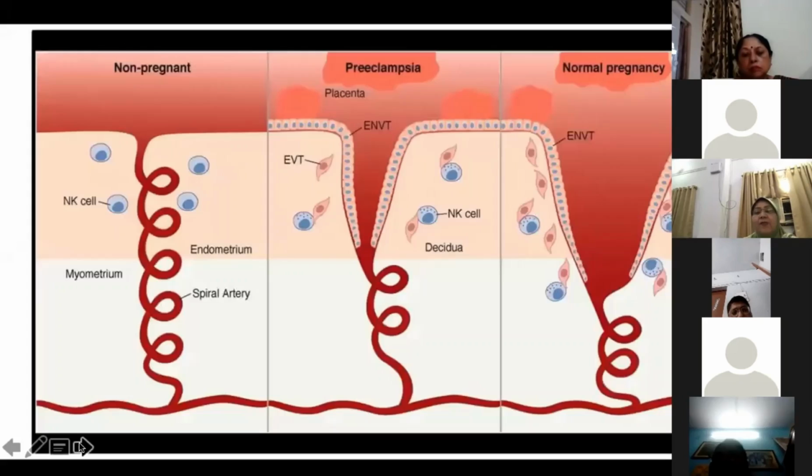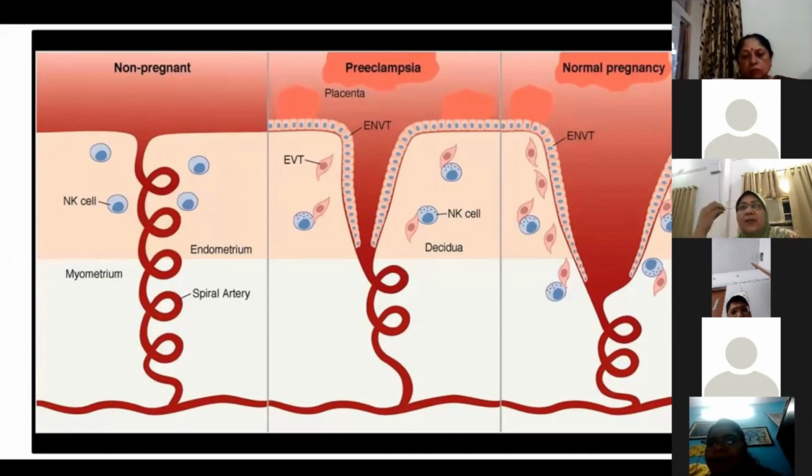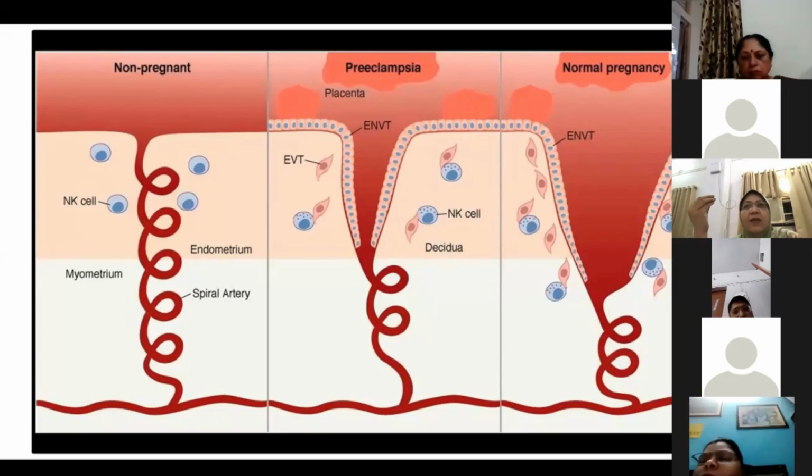Coming to the etiopathogenesis, you should all understand that in a non-pregnant woman, just see the vasculature of the myometrium and the endometrium. Here you see preeclampsia, and here you see a normal pregnancy. What is happening in normal pregnancy? The trophoblastic tissue has a burrowing property. It burrows into the maternal tissues and destroys the smooth muscle cells of the blood vessels. So the blood vessels become dilated and large sinuses are formed.